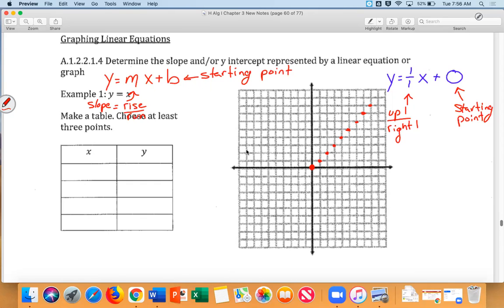Now, I don't need all of these points. I only need 2 points to make a line. For the sake of these problems at the start, I would like to see 3 or 4 points. I'm not going to make you put 10, but I want to see that you can follow the slope. And then we just connect them.